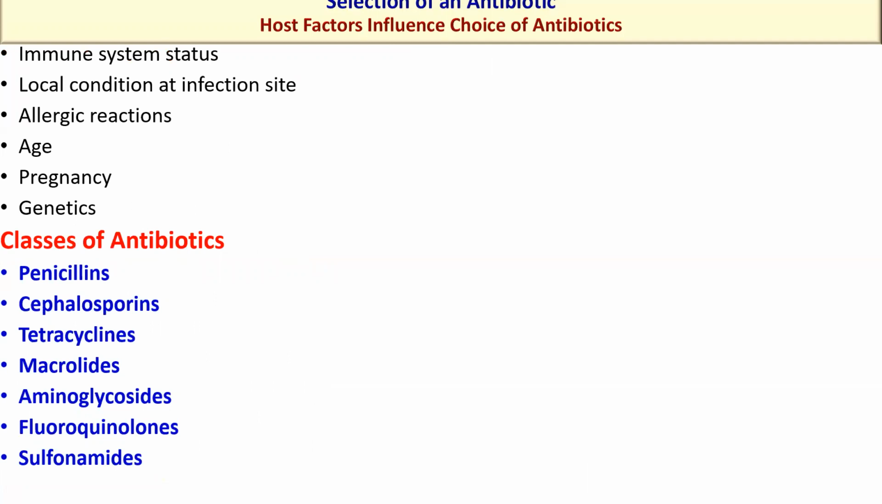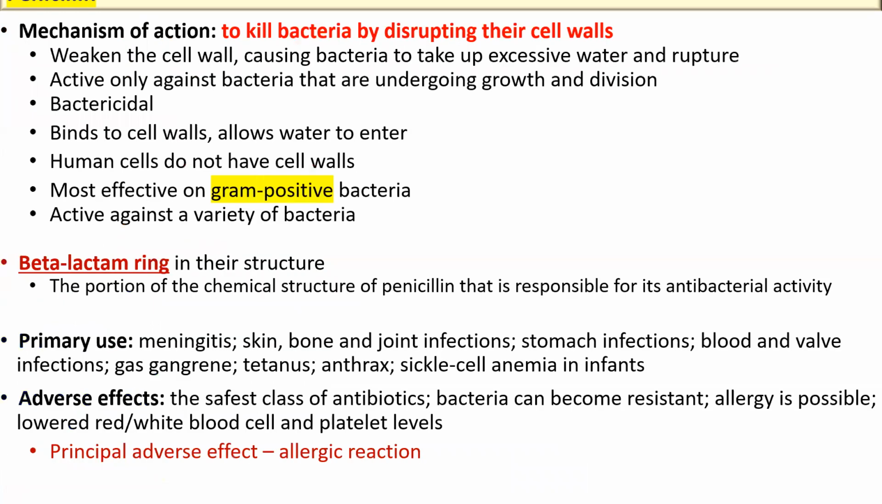These are different classes of antibiotics. So we'll start with the penicillins, the first class of antibiotics. The mechanism of action of penicillins is to kill bacteria by disrupting their cell wall. Disruption of the cell wall will result in the death of the bacteria, and that's how penicillin treats bacterial infections. It is more effective on gram-positive bacteria.